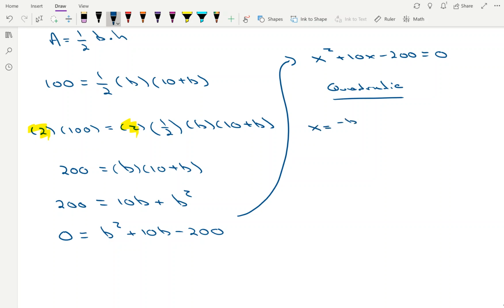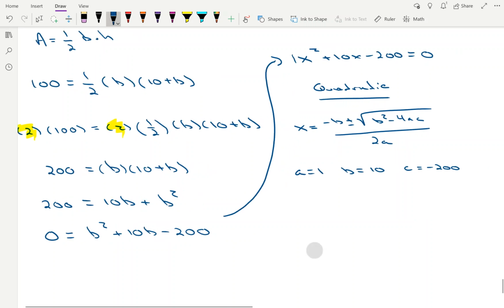x is equal to negative b plus or minus the square root of b squared minus 4ac all over 2a, where a, b, and c are the coefficients of the squared term, the first term, and the constant. In other words, a here is equal to 1 because there's a 1 in front of the x squared. b is equal to 10, and c is equal to negative 200. Okay, moving forward, let's just plug those in here.